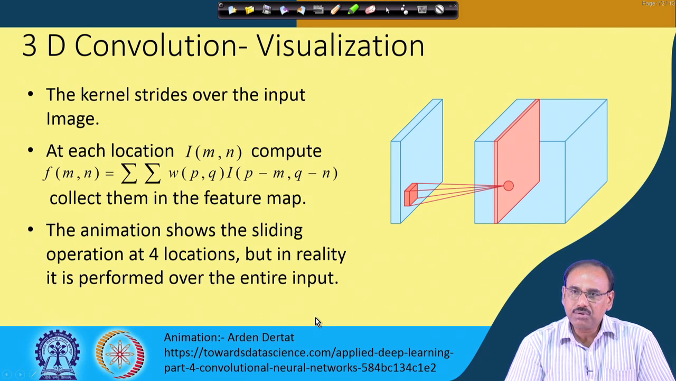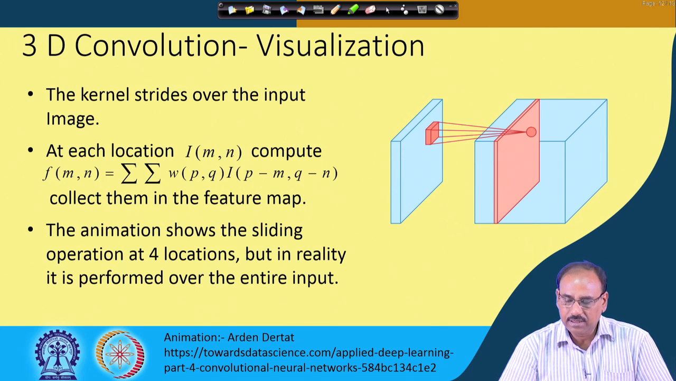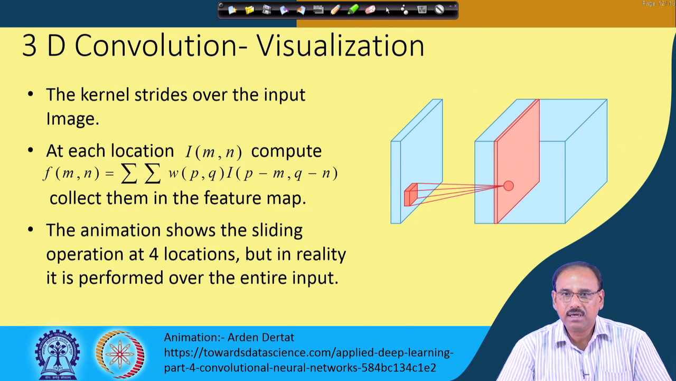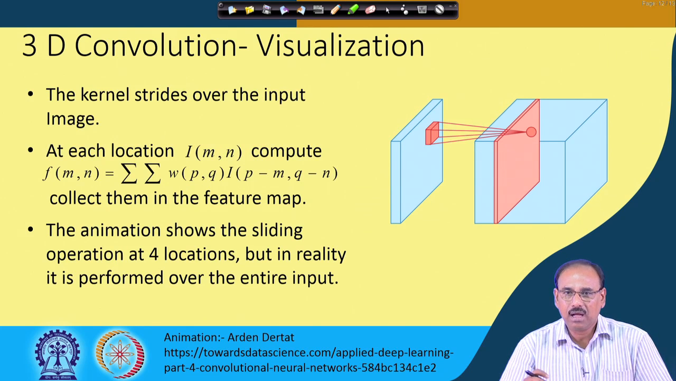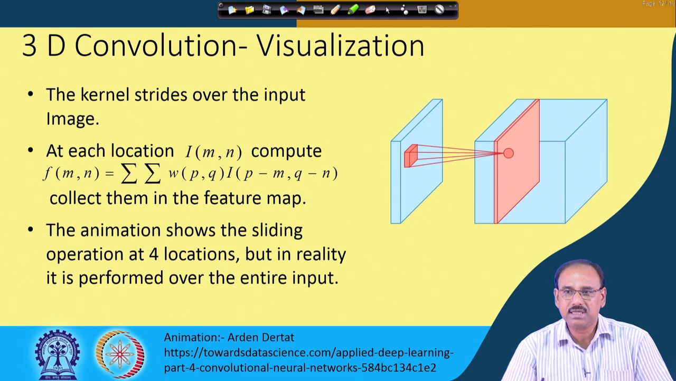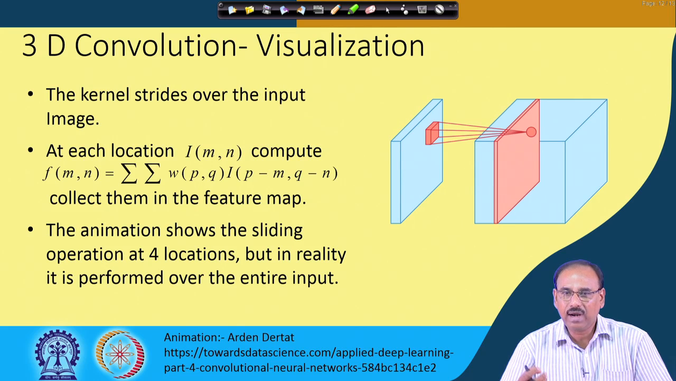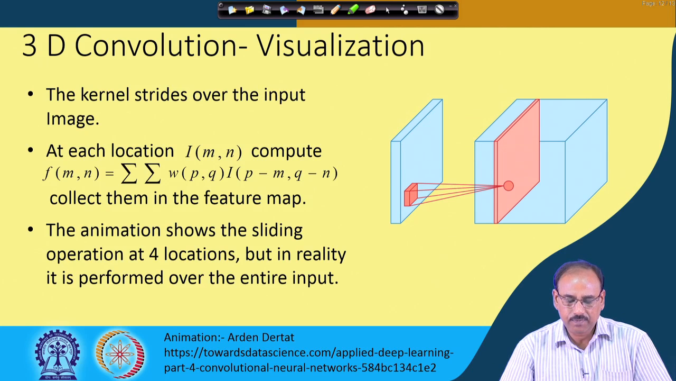So I can visualize a convolution operation something like this. This particular animation shows you that the kernel slides over the entire image, and how it slides depends upon the stride that you have specified, whether the stride is 1 or stride is 2. For every location of the kernel, it computes the convolution, and that gives you one sample in your output feature map.